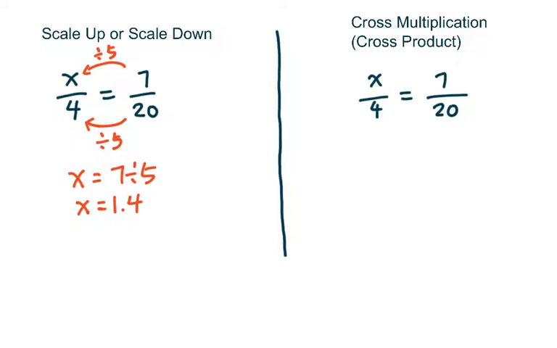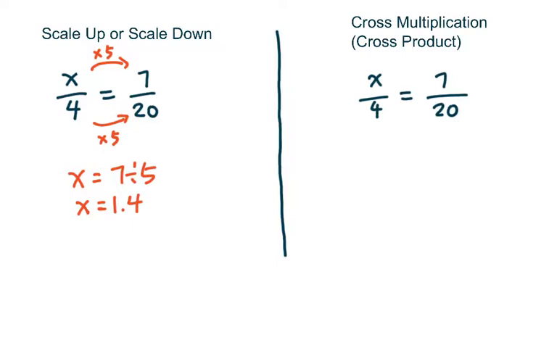You can also scale up instead. So instead of saying divided by 5, I will erase this. And then I will get 4 times 5 equals 20. That means I need to guess x times 5 equals 7. So I will still show the same work at the bottom, which is 7 divided by 5, and I get 1.4. And on the right side, let's show cross multiplication.